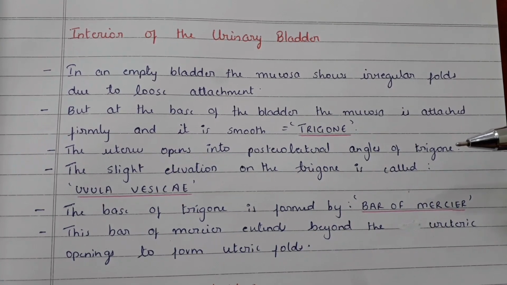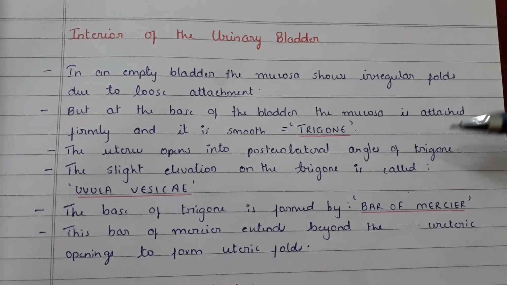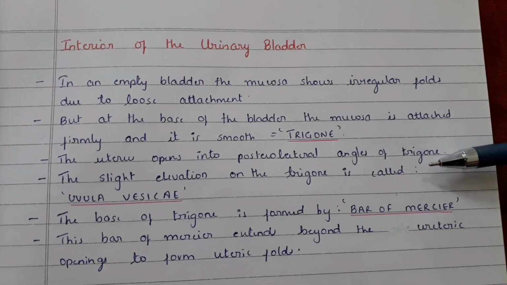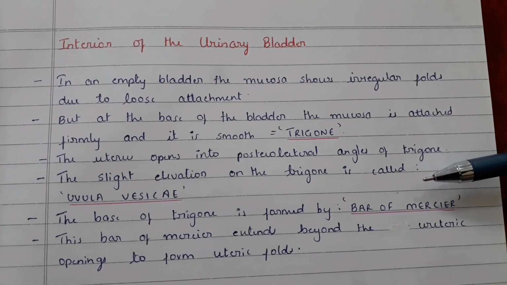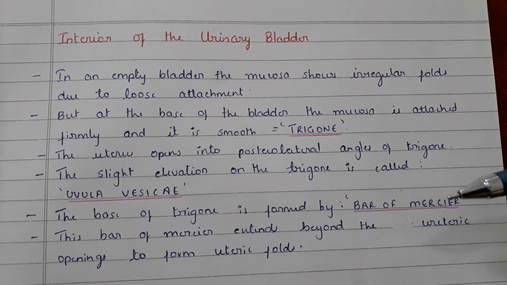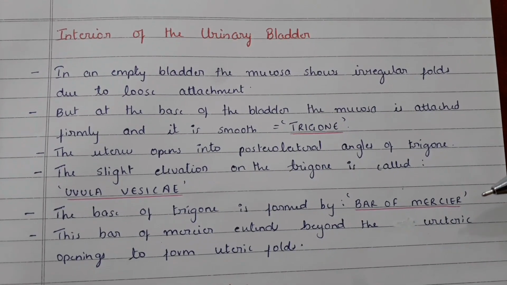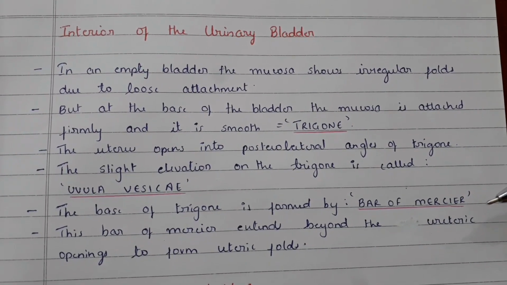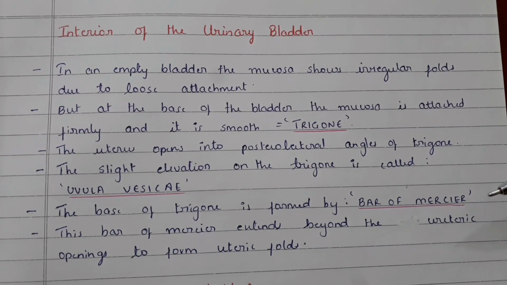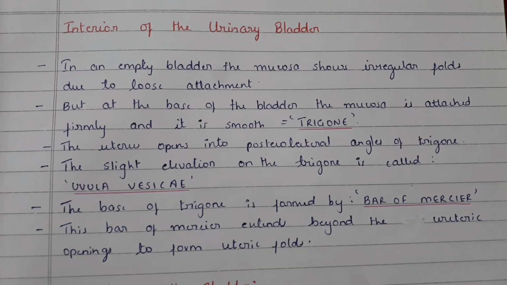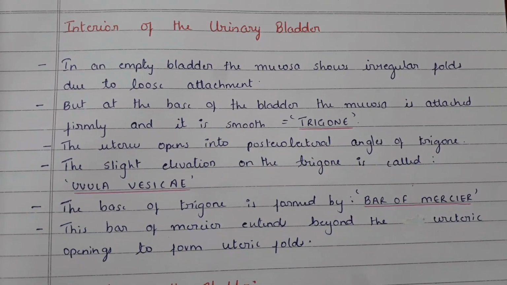The ureter opens into the posterior angle of the trigone. The slight elevation on the trigone is called the uvula vesicae. The base of the trigone is formed by the bar of Mercier. This bar of Mercier extends beyond the ureteric openings to form the ureteric folds.